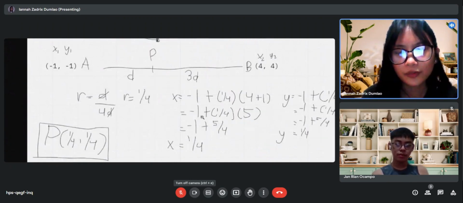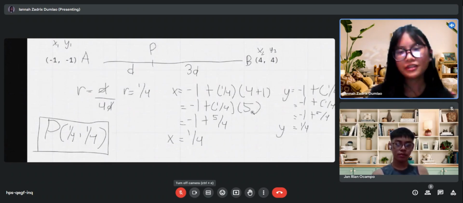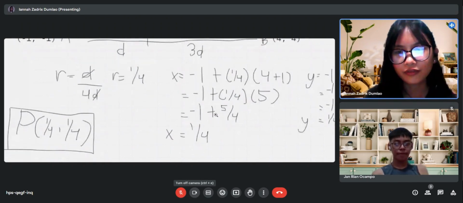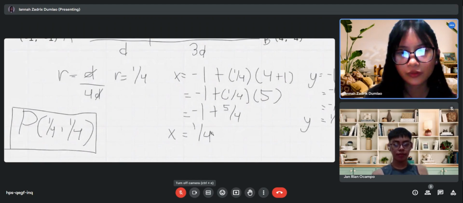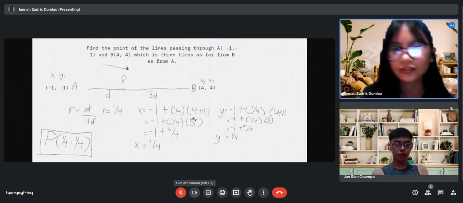x sub 2 plus 1. Then 4 plus 1, 5. Then negative 1/4 times 5 is 5 over 4, and -1 plus 5/4 equals 1/4. So our x will be 1/4.